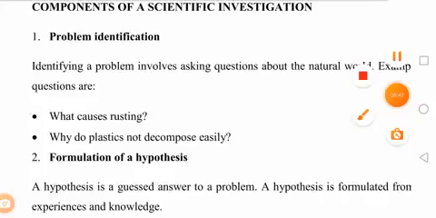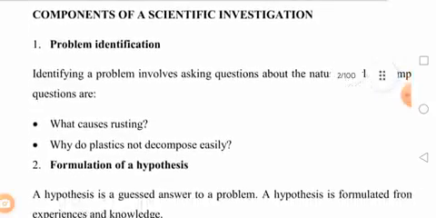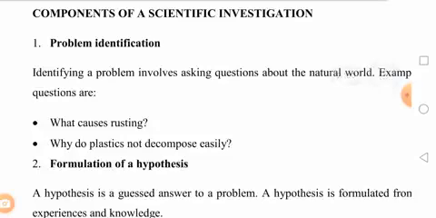Whenever you want to carry out an investigation, first of all, you identify the problem. When you are a scientist, you are thinking, for example, of TB, cancer, AIDS. So you can think, okay, I have to find a drug or a dose or a tablet. This is cancer, HIV. So that's your problem.